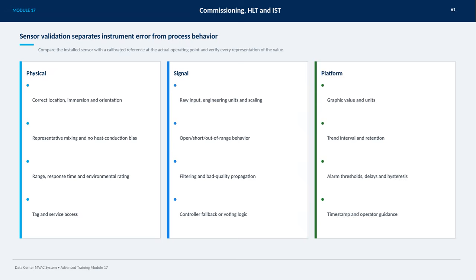Finally, the platform layer involves confirming that the sensor data is correctly represented graphically with appropriate units. We verify trend intervals and data retention to ensure good historical analysis. Alarm thresholds, delays, and hysteresis are tested to respond correctly to changes. And last, timestamps and operator guidance are essential for clear interpretation and timely action. Together, these steps ensure the sensor's reliability, so that we can trust the data for optimal process control.